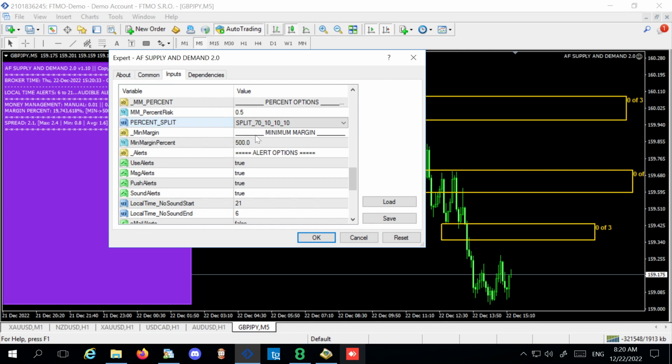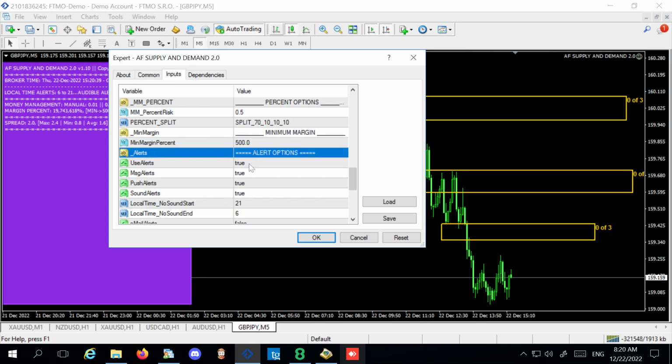The minimum percentage margin is set at 500. Again, you can adjust that if you wish, depending on your brokerage and the leverage that you've taken out from your broker. And then going down slightly.